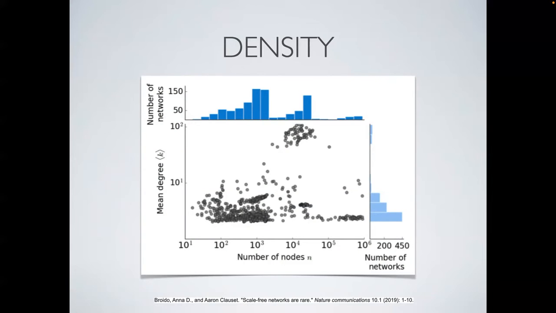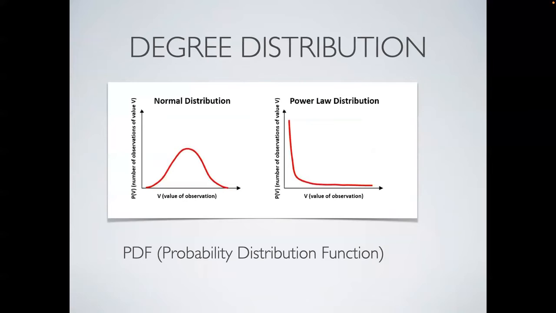Here is just a plot from a paper about the density of networks, where you have the relation between the degree and the number of nodes in a bunch of different networks. And you see this observation that the mean degree tends to be low even when the number of nodes increases. Basically, degrees stay relatively small. Just an illustration of this.